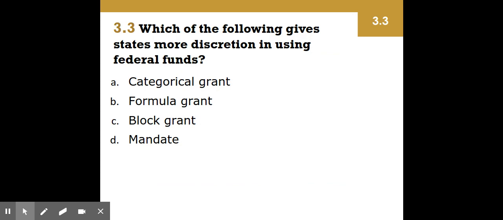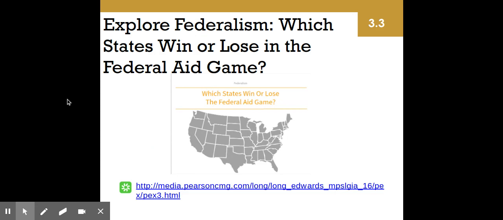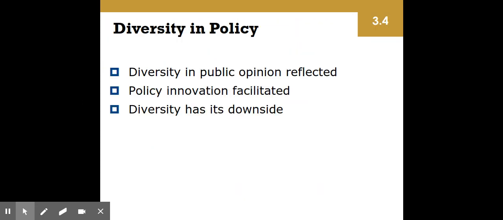Which of the following gives states more discretion in using federal funds? That would be block grants. And of course, diversity in policy. Throughout the country, different states, different groups of people are going to have different opinions about what should be done.